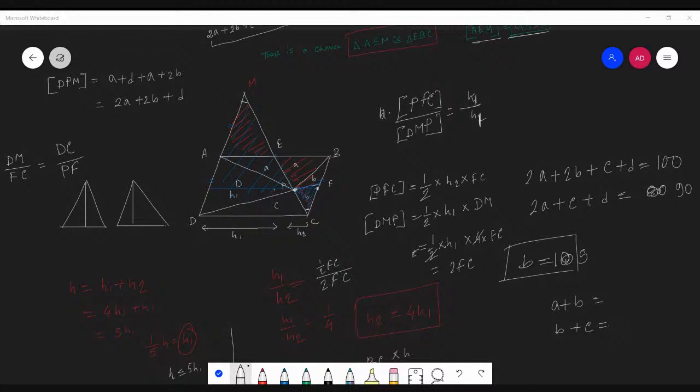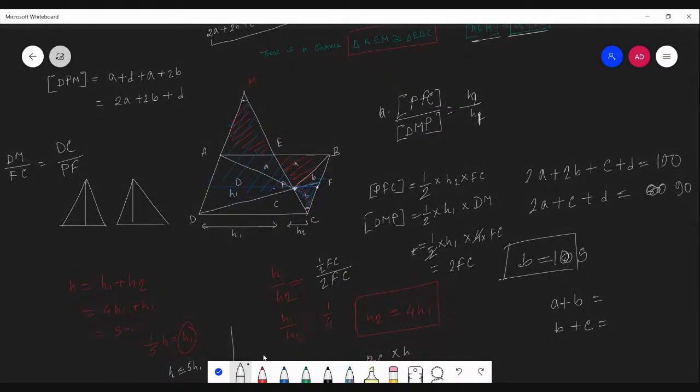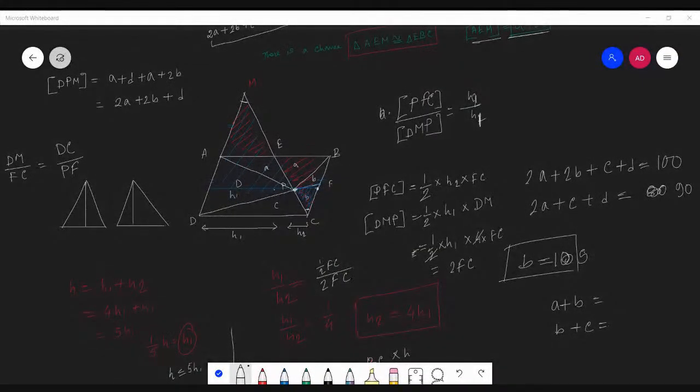Anyone? Okay, someone is saying the answer will be 50. I don't know. But I think the answer should be 40, right? Most of the people are saying the answer is 40. Then how to complete it? We know the length of b, sorry, the area of b.